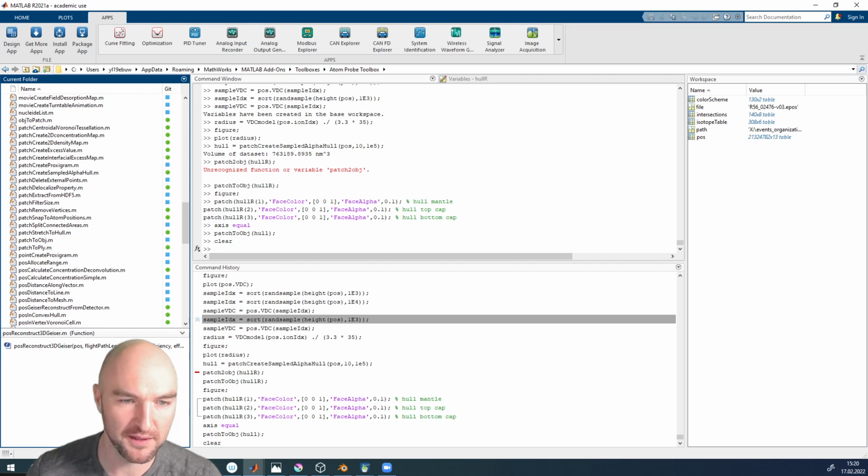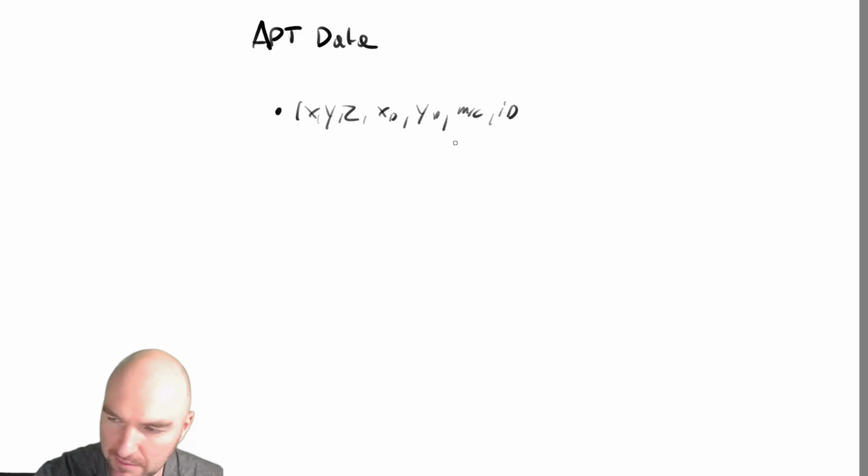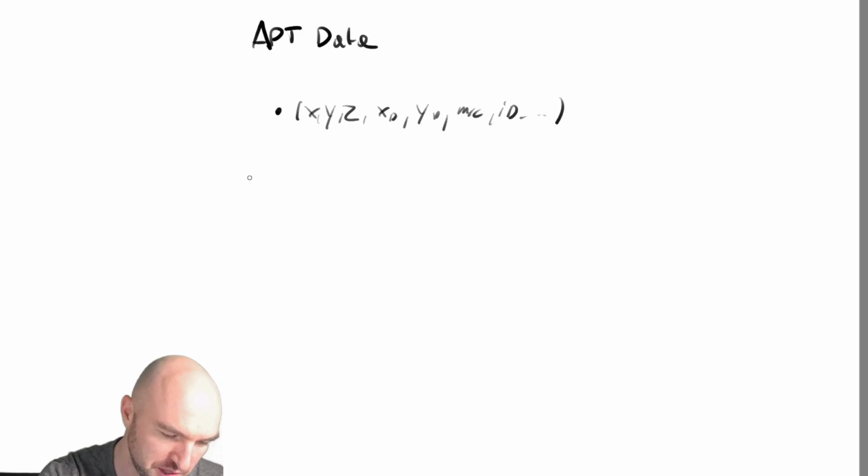Okay, so the question is now, what are objects, and what do we mean by objects? Essentially, if we have our APT data, what we have is an atom, and that atom has an x, a y, a z coordinate. It has an x detector and a y detector coordinate, it has some kind of identity, be it mass-to-charge or identity, maybe you have identified what isotope it is, and so on and so forth. So this is essentially our APT data, and we also have APT objects.